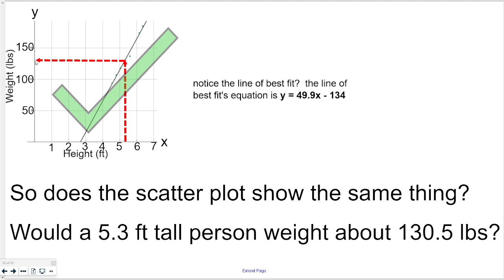And you go up just a little bit more, I think that the scatter plot line that we have graphed there is exactly right on the money. And so I feel confident that this is indeed the answer that they're looking for, 130.5 pounds.